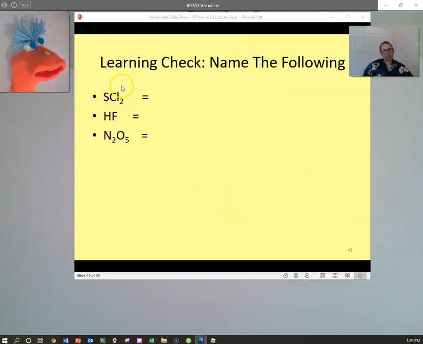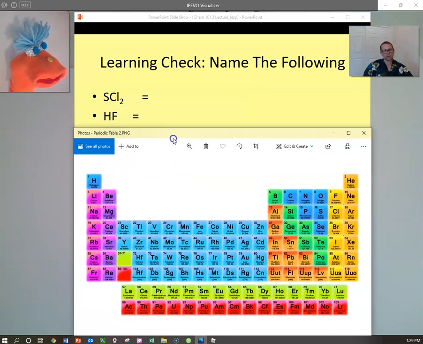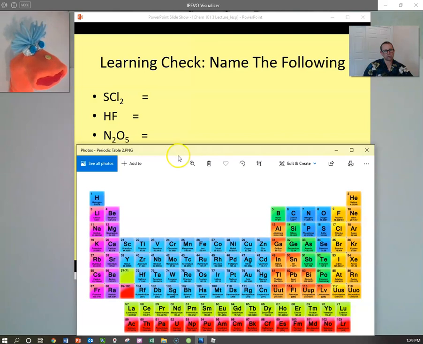All right, SCl2. Tell me, is that a molecular or ionic compound? Can I see the periodic table? Where's S? It's number 16. And Cl's right next to it. So this is a molecular compound. What was the other name for molecular? Covalent is another name. Okay, so molecular compound, I'm going to use the prefixes because it's molecular: sulfur dichloride.